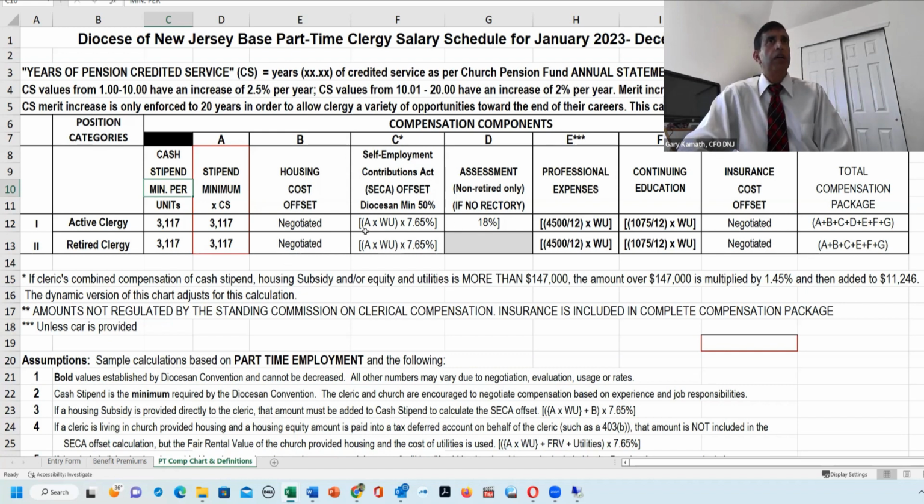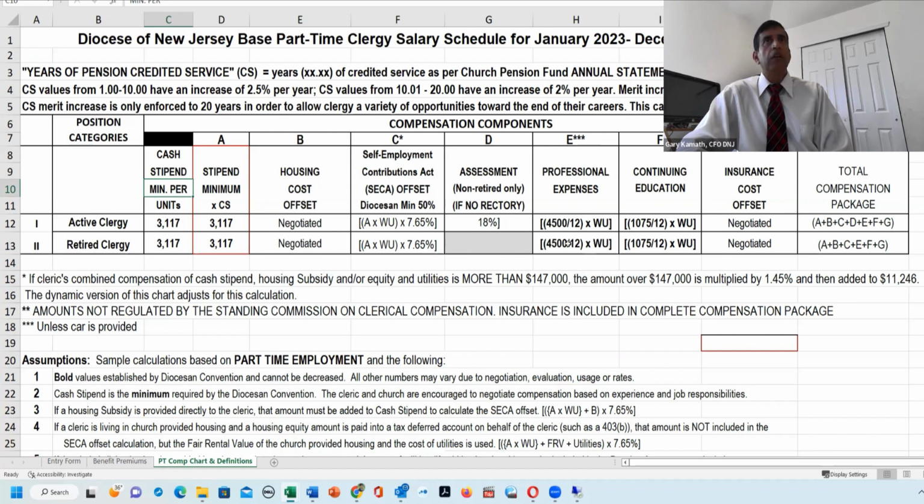Same thing with the SECA. It's based on the work units, the same 7.65%. That's the employer portion. If it was a lay employee, that would be the same employer portion, so we give it to the clergy here too. With regard to the pension assessment, that is the 18% for the active clergy. You'll see retired clergy, since they're retired, there is no pension assessment going to them.